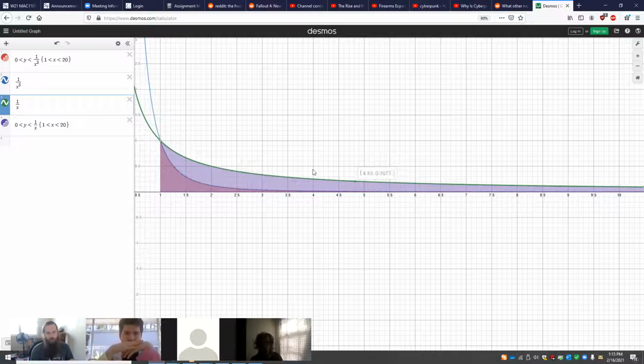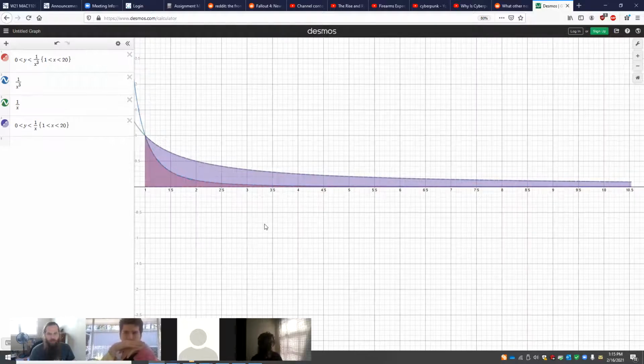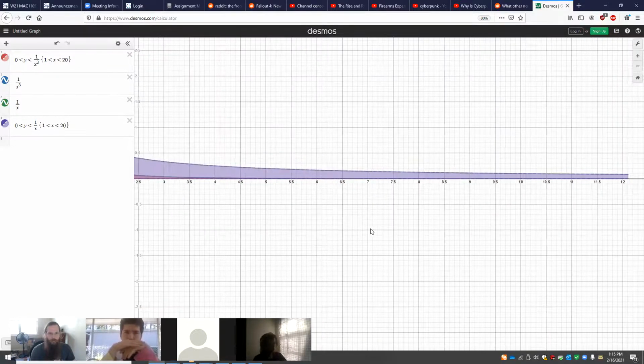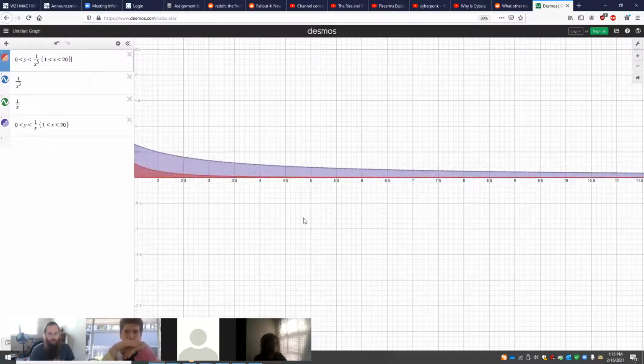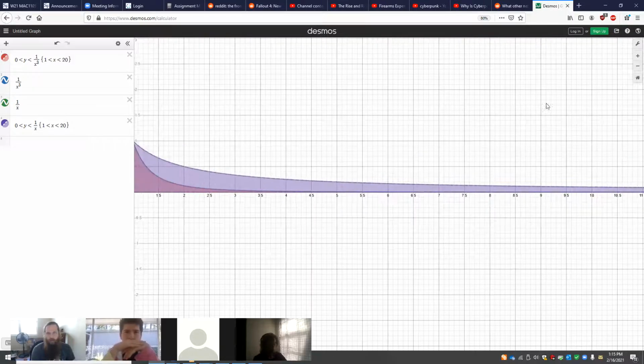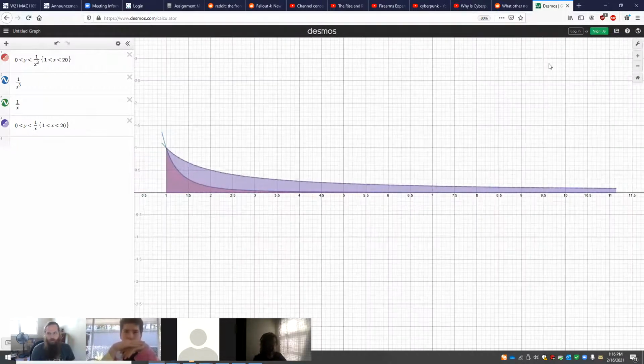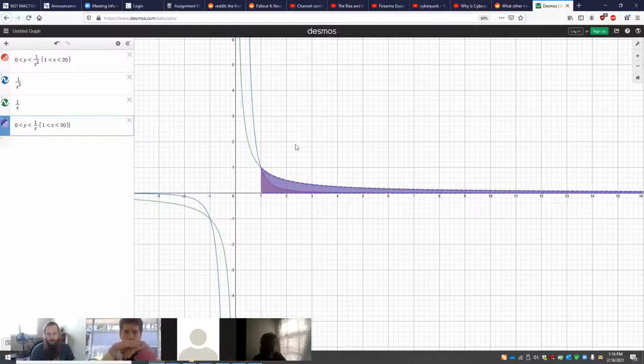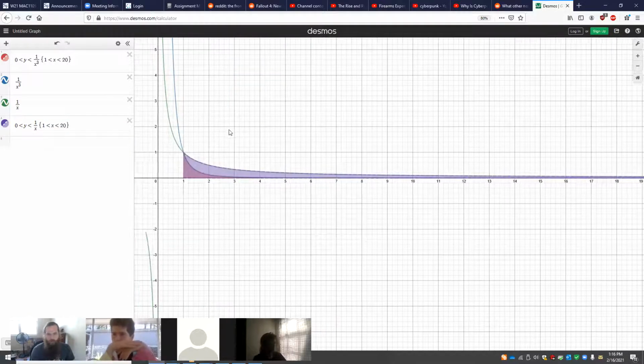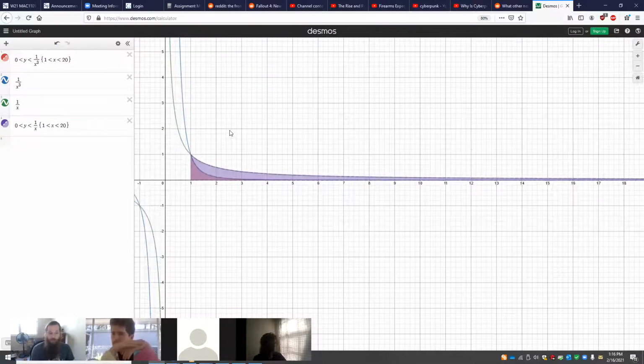I think we would all agree that the green function, at least to the right of 1, is bigger than the blue function, right? The blue function is underneath there. So the red area is smaller than the purple area. How much smaller though? The red area is so small that I can roll all this infinite length up and get a finite area. But is the purple area small enough that I can roll it all up and get a finite amount? It's hard to say.